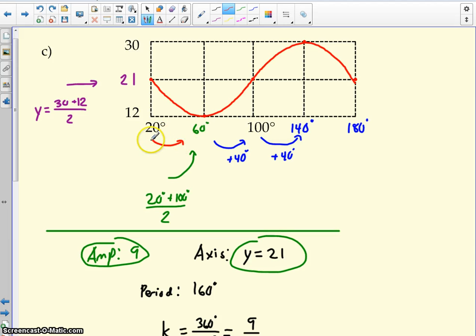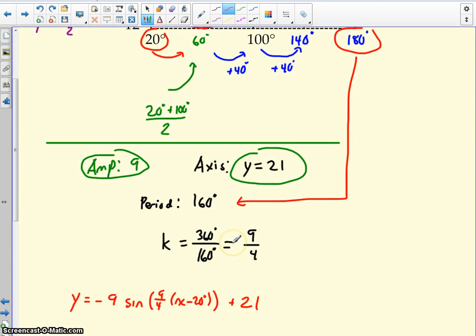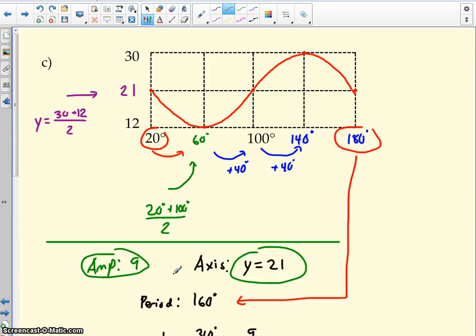Now for my period here, I start at 20 degrees, end at 180 degrees. So it means the whole period is 160 degrees. To get my k value from there, if I want to create an equation, k equals 360 over 160, which reduces down to 9 over 4. Okay, now again, infinitely many answers to get your equations here. I just chose what I thought were the two easiest based on what was given here.